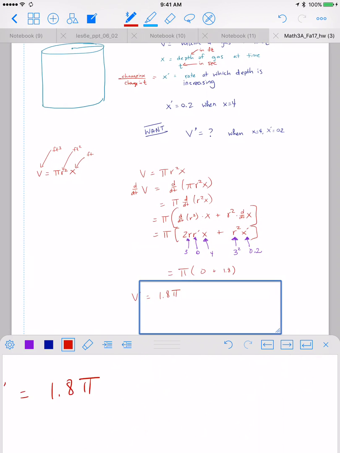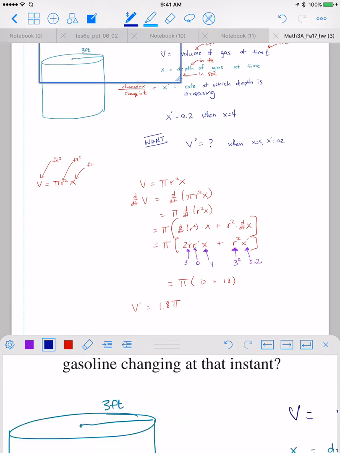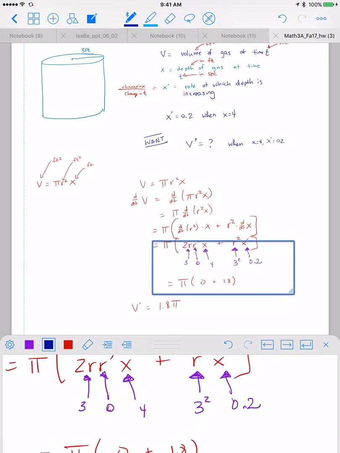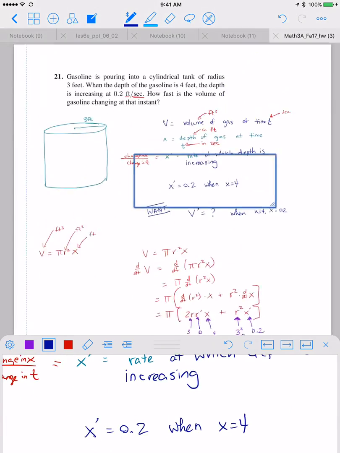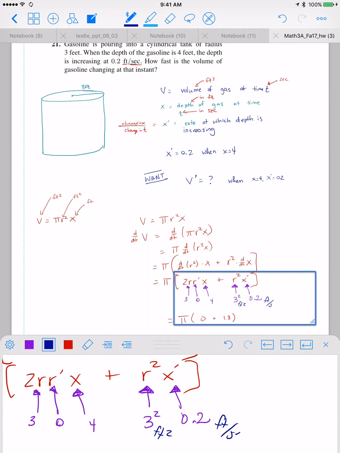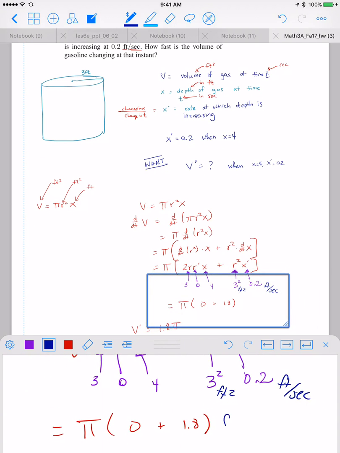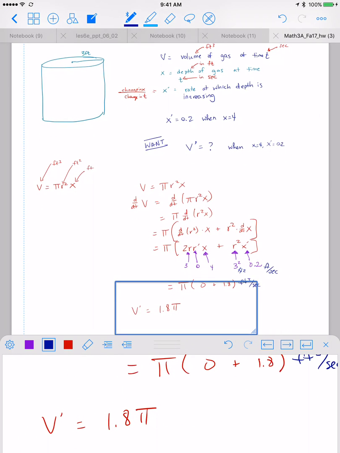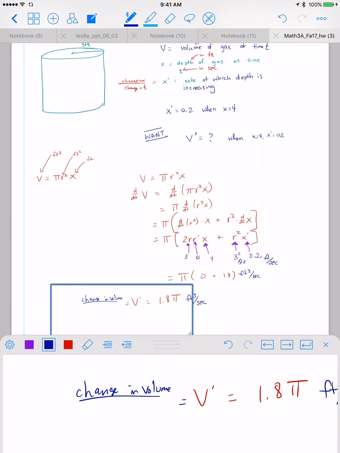And now let's do units. What units are we looking at? Well, the units of r are going to be feet. So this is going to be feet squared. And the units of x prime were given to us in the problem, feet per second. So this is feet per second. So the units for the v prime would be feet cubed per second. Which, again, makes sense if we look at this as change in volume over change in time.